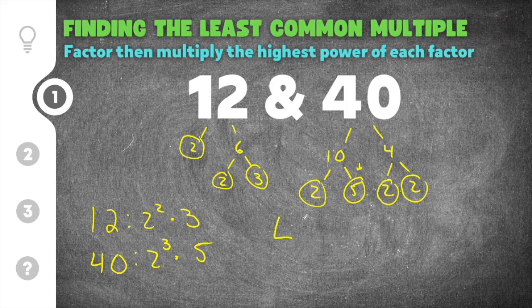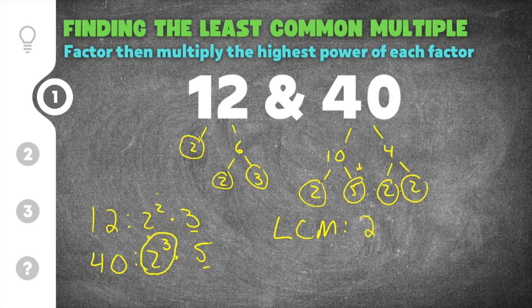Now to find the least common multiple, we're going to take each prime factor, but only the highest power of that factor, and we're going to multiply them together. So for example, we have a prime factor of a 2, a 3, and a 5. So we have to use 2, 3, and 5 in our calculation for least common multiple. Now we're going to use the highest power of each factor. So in the case of 2, we have 2 to the second power, and we have 2 to the third power. We have to use the highest power. We're going to use 2 to the third power.